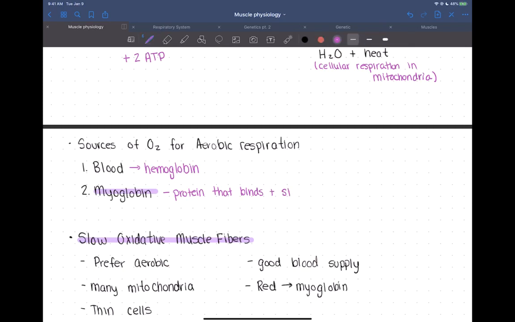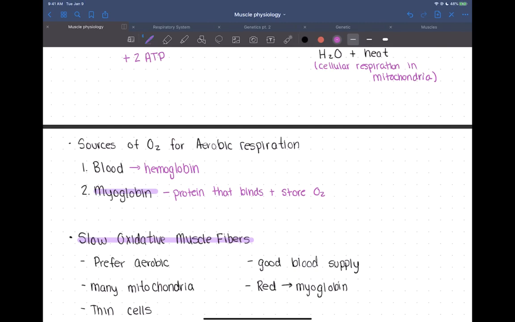And it stores oxygen, and it's found in muscle cells. That's actually why muscle cells look red, because they have all this myoglobin, and when myoglobin is bound to oxygen, it has a red color to it. So the muscle cells have these stores of oxygen that they can use very readily to go through aerobic respiration.